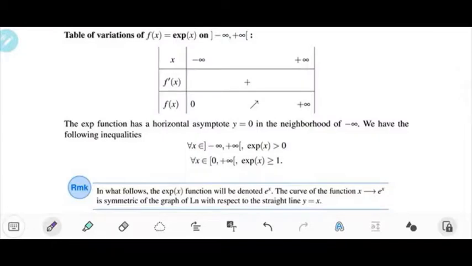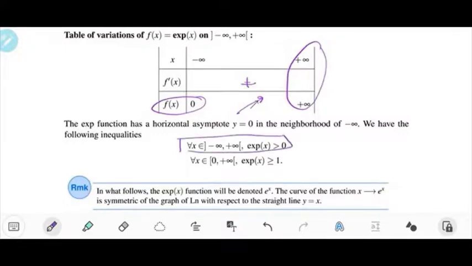So now we can draw the table of variations of exponential x. F prime is positive, so the function is increasing. And we have the limits, which means that here we have a horizontal asymptote, y equals 0. And using the symmetry with ln, here we should have an asymptotic direction parallel to the y-axis. And also because of the symmetry, we can say that for any x, exponential x is positive, and for any x between 0 and plus infinity, exponential x is greater than 1.